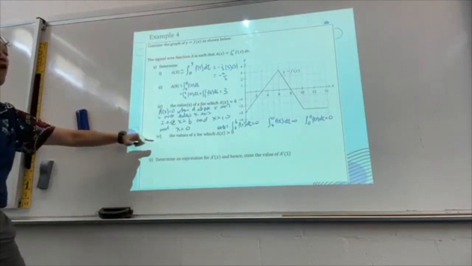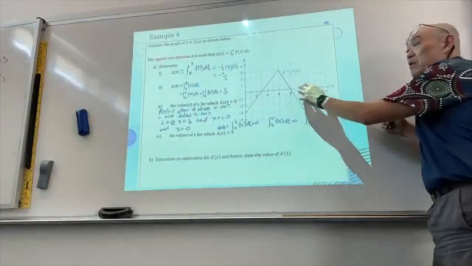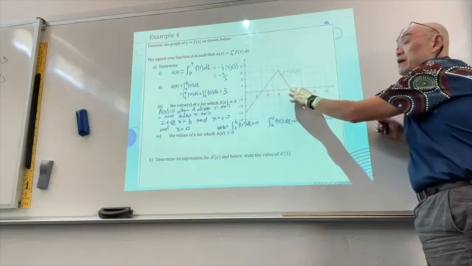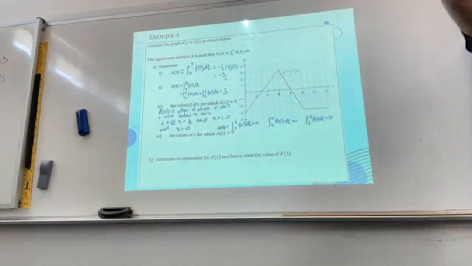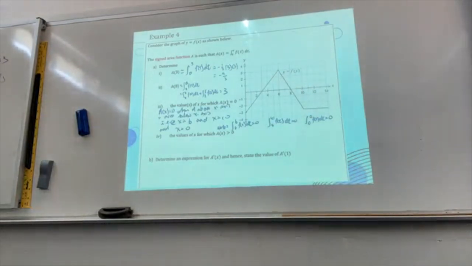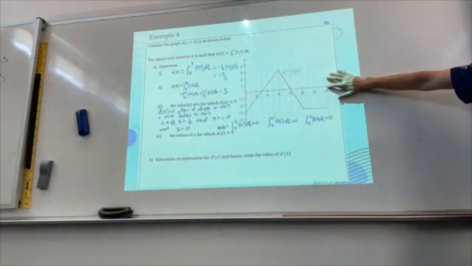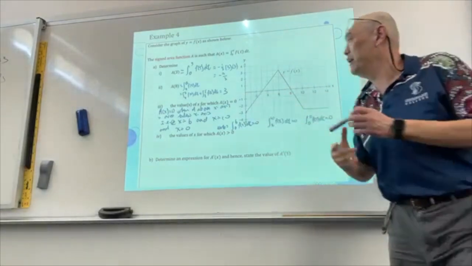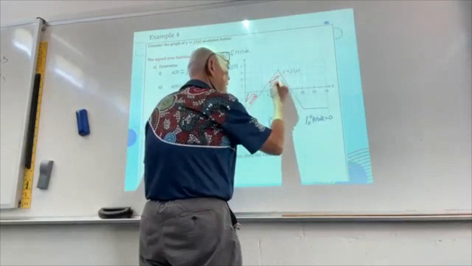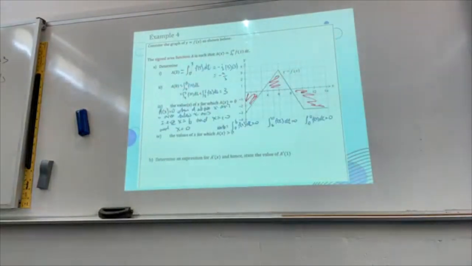Now, for A(x) greater than 0, the total area here must therefore be greater than the total area under the graph. Here, there is a definite interval between 0 and 14, nothing else. So you're only considering this area, this area, and this area. All right. So you want to know when A(x) is greater than 0.